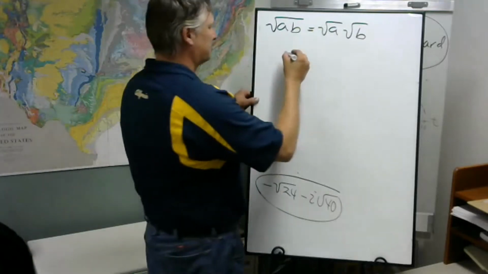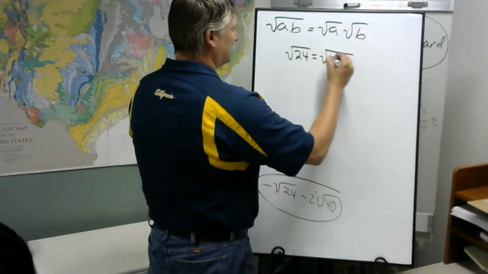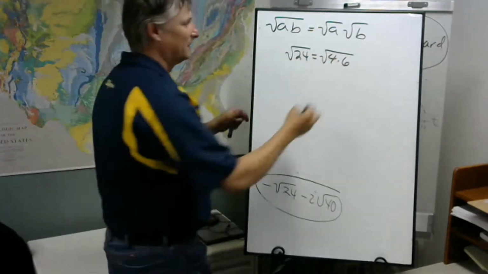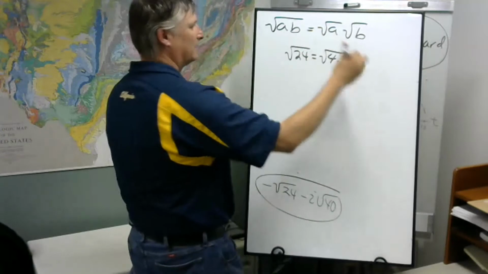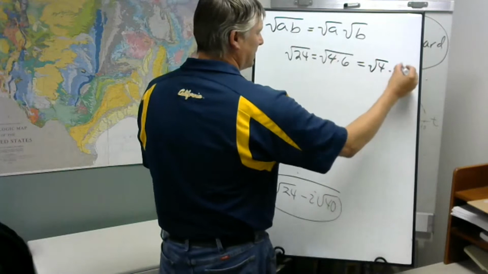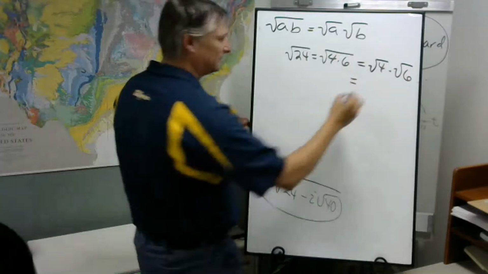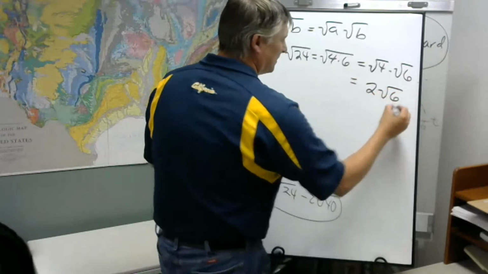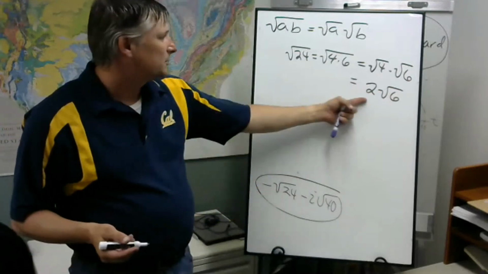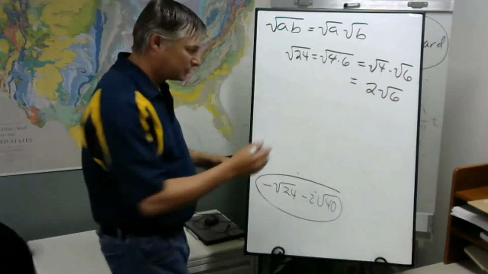Look at square root 24. Well, that's the square root of 4 times 6. So we can break this up like this: square root 4 times square root 6. Now what's the square root of 4? That's 2. So 2 square root 6. And square root 6 doesn't have a perfect square root, so we'll just reduce square root 24 into something like that.